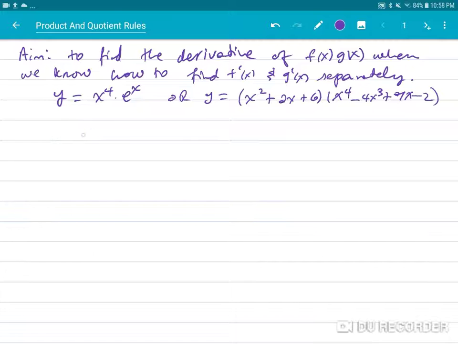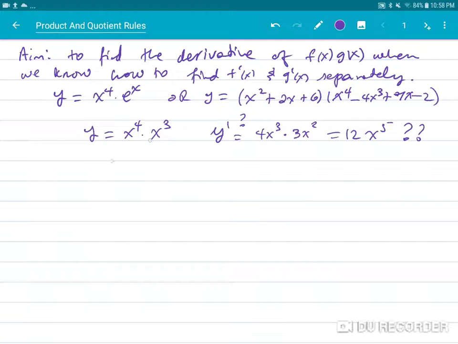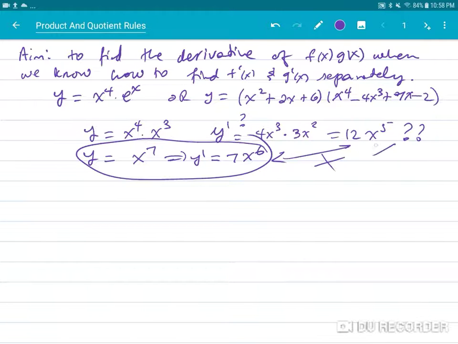So a quick example: if I have y equals x to the fourth times x cubed, is y prime 4x cubed times 3x squared? Is that true? This is 12x to the power of 5. Is that the same as differentiating? Well, if you look at this function, y is x to the power of 7. But if you differentiate, y prime becomes 7x to the power of 6. They are not the same. This one is correct, but this one is not.